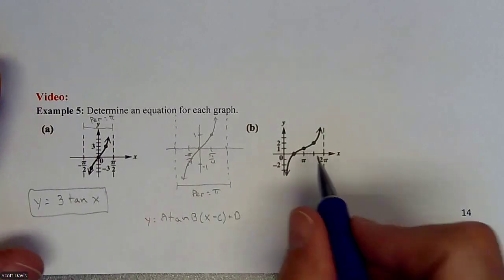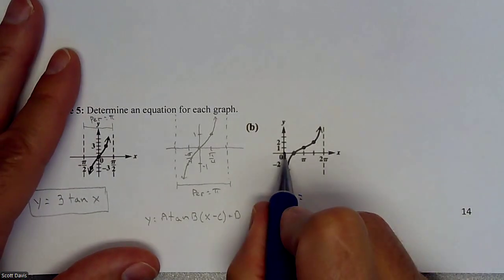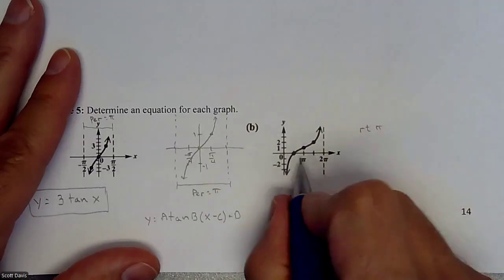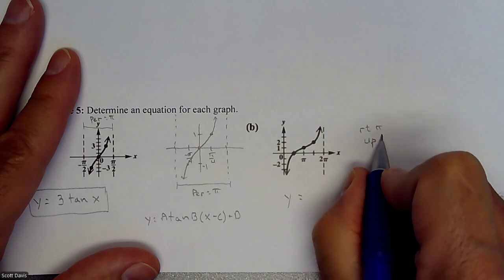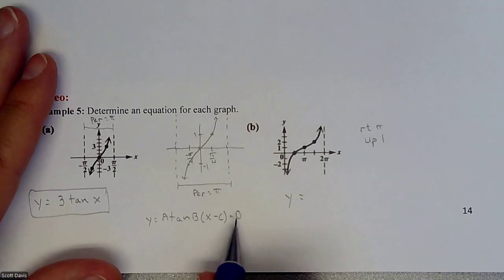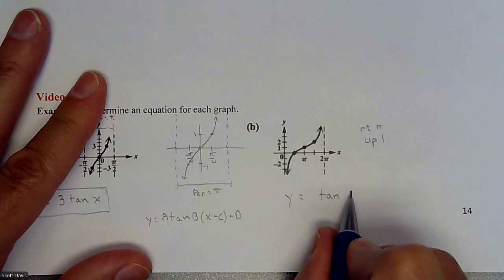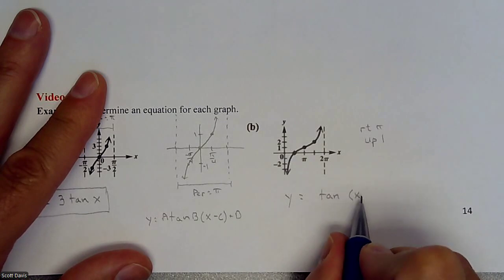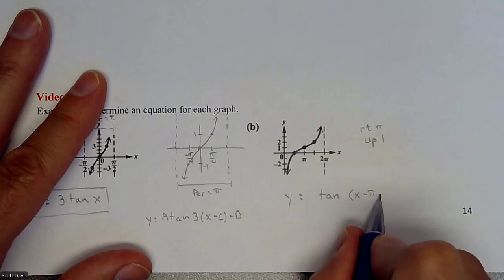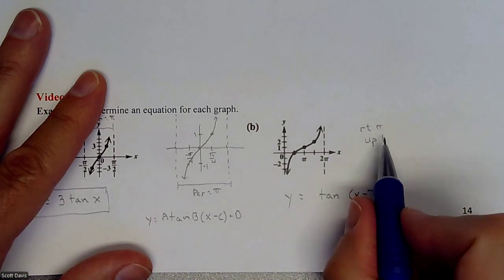All right, so let's see what's going on in this one. If I start to go through all my stuff, this got shifted to the right pi and up 1. So I may have a period adjustment, and we'll leave a little space for that. If we're going to shift right pi, that means we're going to be subtracting pi. And we got shifted up 1. Okay, so we've taken care of those.